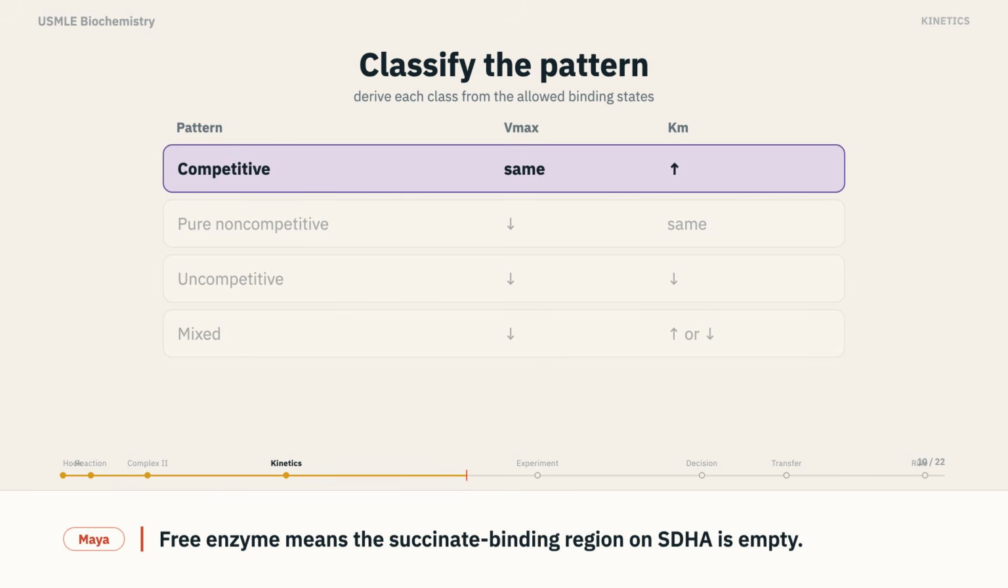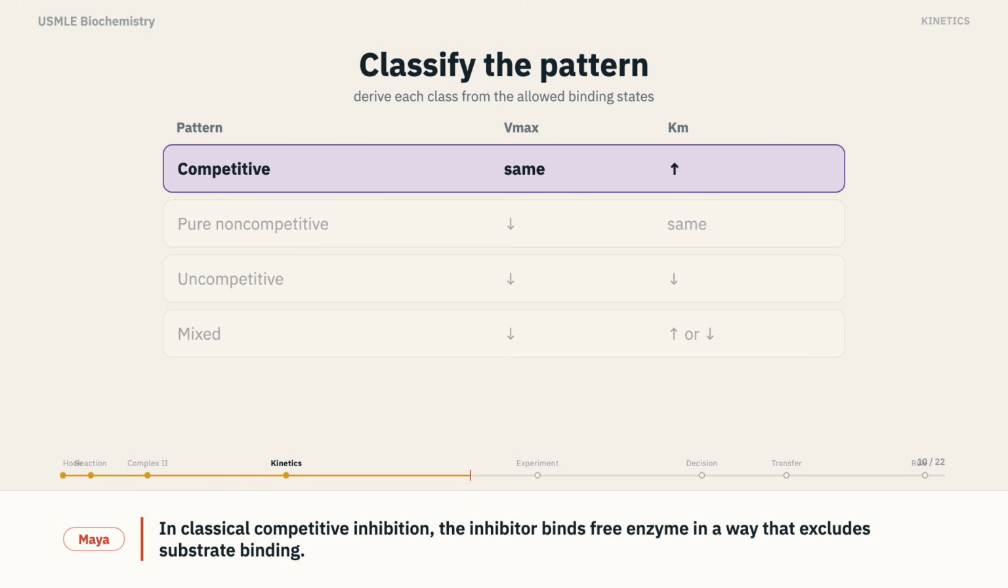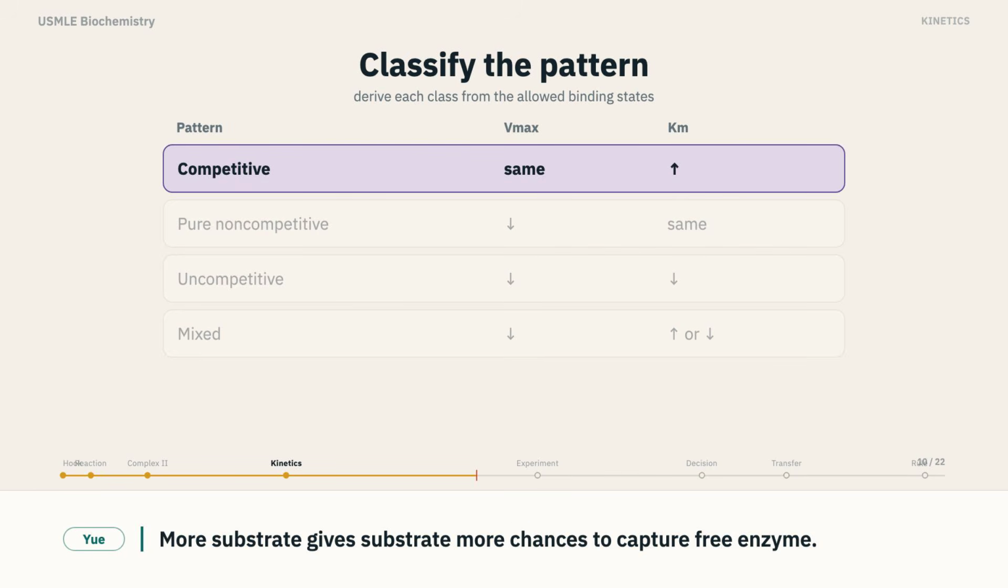Free enzyme means the succinate binding region on SDHA is empty. ES means succinate is occupying that region. In classical competitive inhibition, the inhibitor binds free enzyme in a way that excludes substrate binding. The enzyme cannot occupy the inhibitor-bound state and the succinate-bound state at the same time. More substrate gives substrate more chances to capture free enzyme. At sufficiently high substrate, the reaction can still approach the original Vmax. The result is unchanged Vmax with a higher apparent Km.